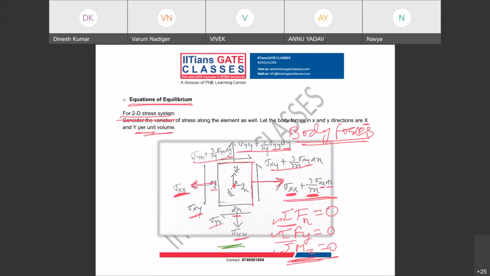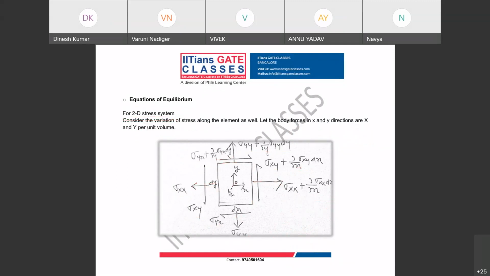If you want, I will simply take the x direction. Equilibrium in x direction, I'll take and I will demonstrate. So sigma Fx equal to 0. What all forces do you see, guys, in x direction? This normal stress into area. So what is the area? Sigma xx into dy into 1, and it is going in negative x direction, so minus.